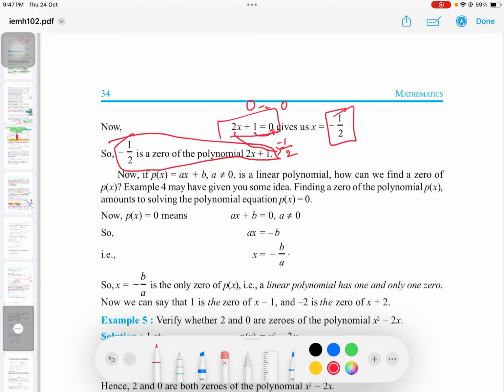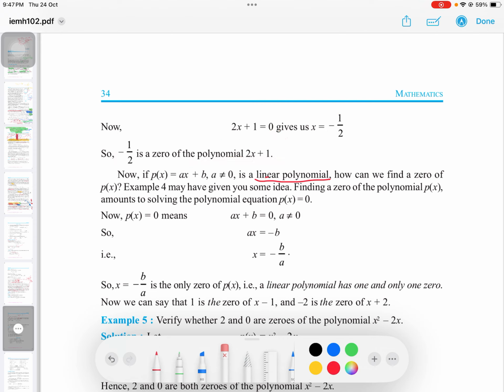the polynomial, you see. Okay, so now for a linear polynomial, now we know the general formula. Okay, general formula for a linear polynomial is this, where a is not equal to 0, ax plus b.